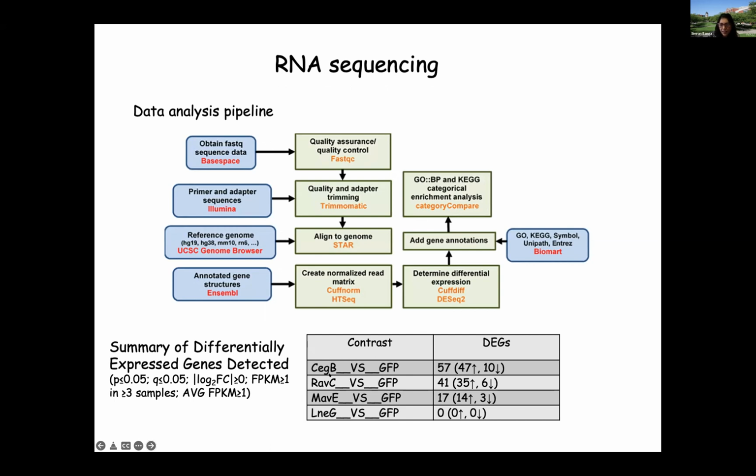And so in seg B, which is basically seg 10, it's just my labeling, a total of 57 genes were differentially expressed, of which 47 were upregulated and 10 were downregulated. RUFS O has the same pattern: 41 overall, 35 upregulated and 6 downregulated.